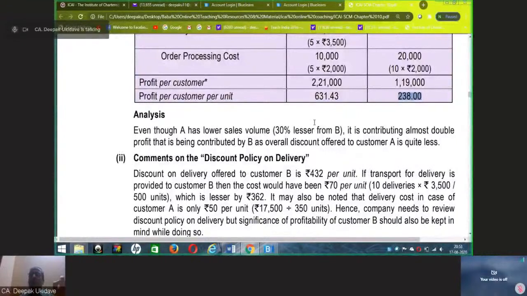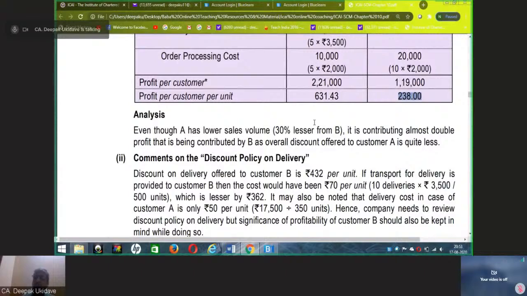Now this is called analysis. These words should come in your answer: that on one hand customer A purchases 30% less than customer B, but still he contributes profit which is more than double, around double, almost double the profit of customer B.